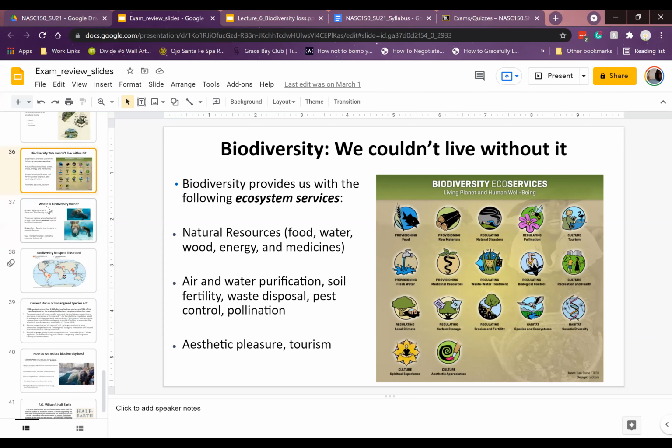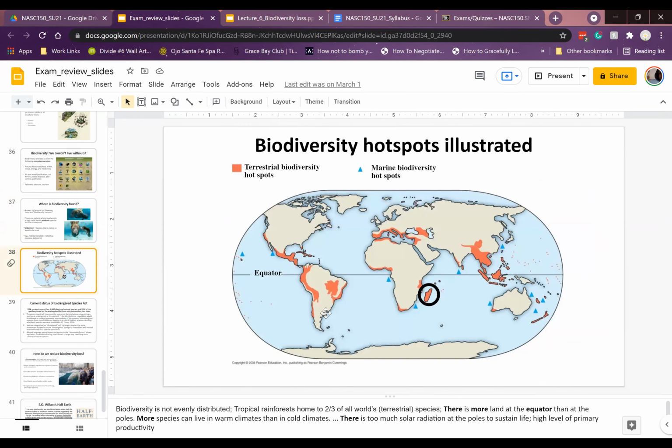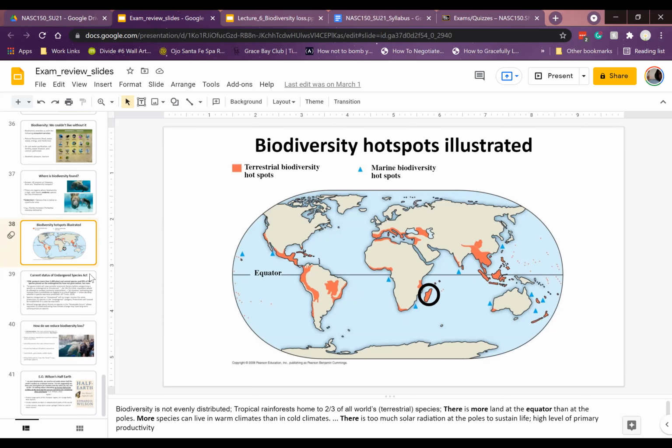Then we discussed where biodiversity is found. It's in hotspots, and hotspots have lots of biodiversity because of high amounts of endemism, i.e. species such as the Florida manatee, which are only found in one spot on the planet. In the case of the Florida manatee, it's found only down in Florida. Then we looked at where biodiversity hotspots were. You had some fantastic ideas: lots of warm places, lots of islands. We find biodiversity mostly along the equator. So biodiversity is found everywhere, but has some hotspots along the equator.